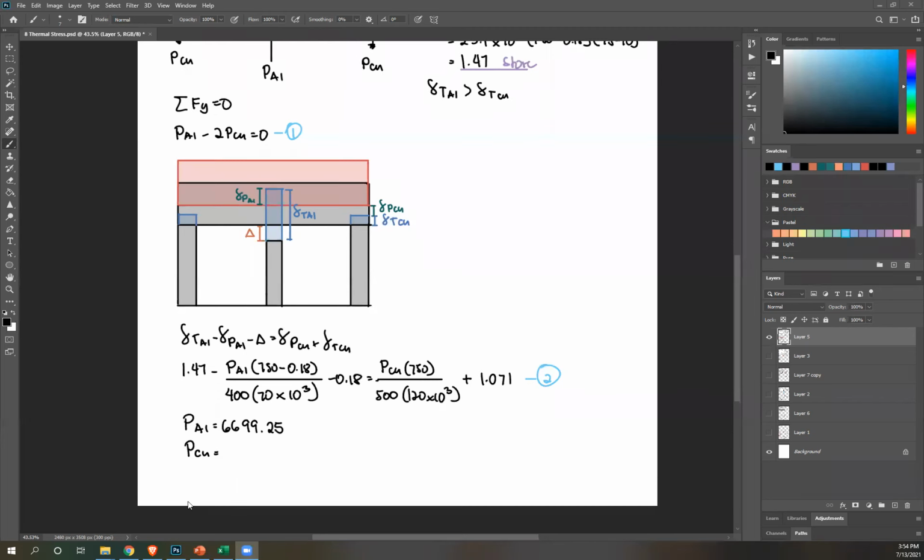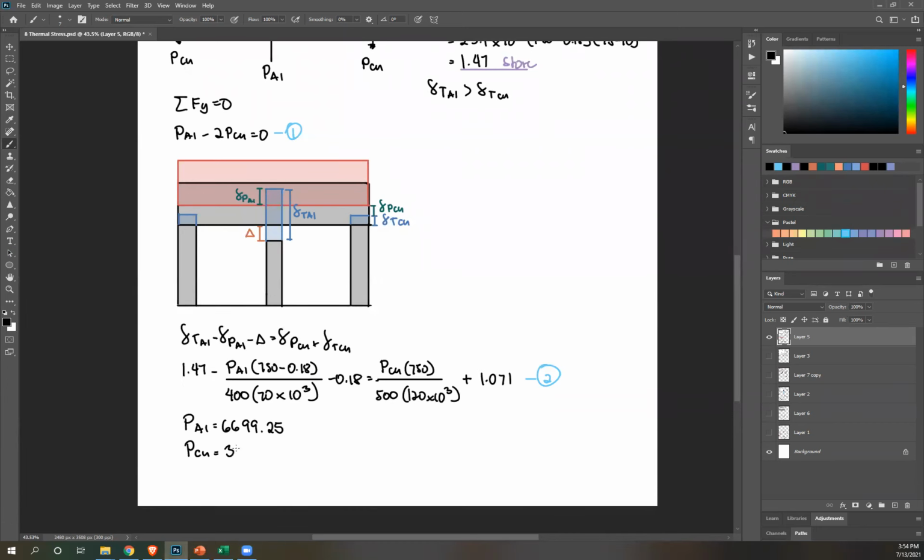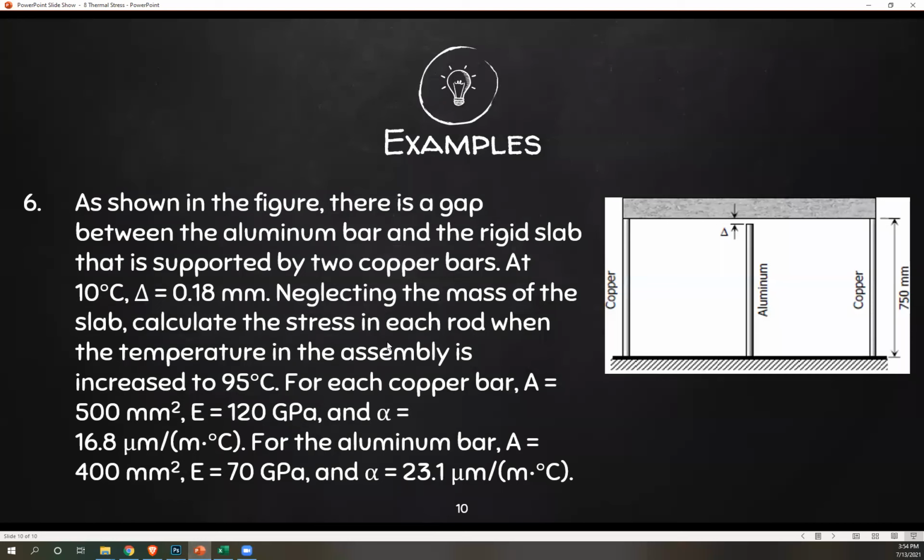Okay, if you solve. Okay, very good. Jade, I'll give you 2 points because you actually solved for it. So it's 3349.63. And then the question is stress.